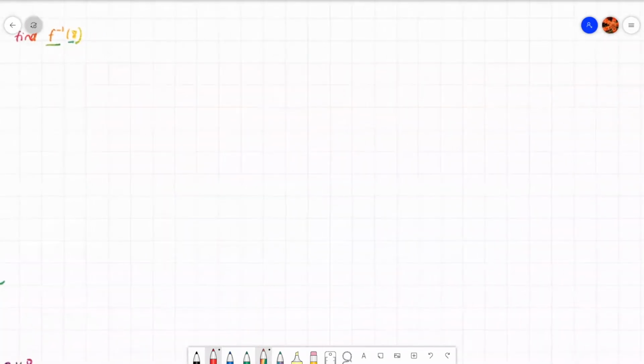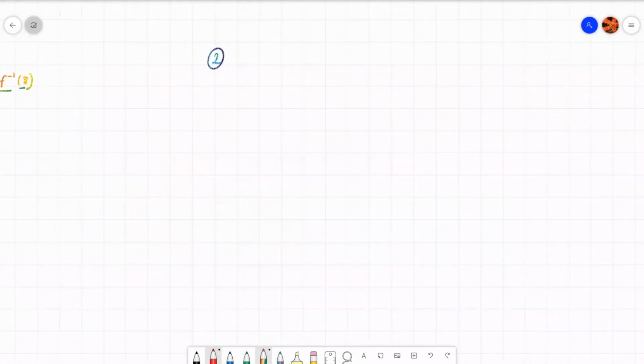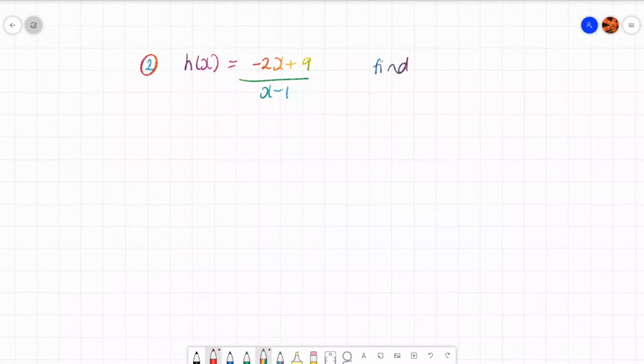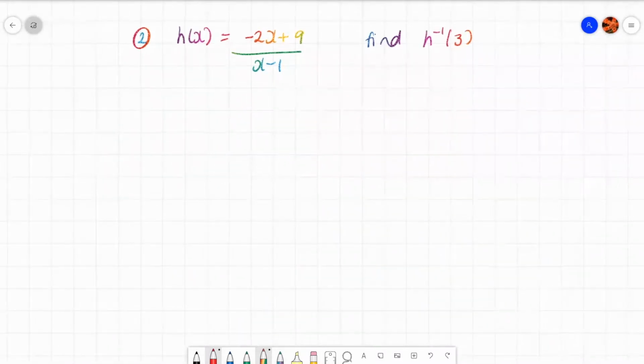Let's have a look at another question like this then and see what we can do with it. So let's have a look. Let's do question 2. Let's do h of x this time equals minus 2x plus 9 all over x minus 1. And then I want to find h minus 1 of 3. So first of all, let's find the inverse. So make it y equals. So y equals minus 2x plus 9 all over x minus 1.